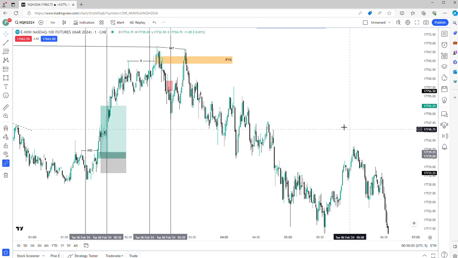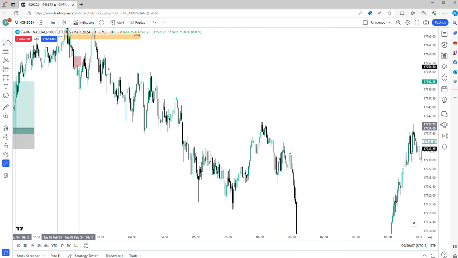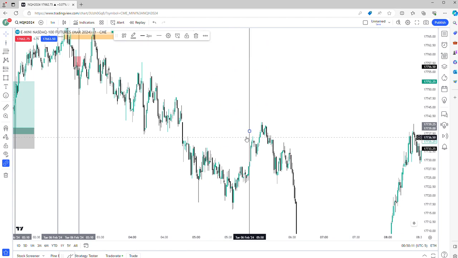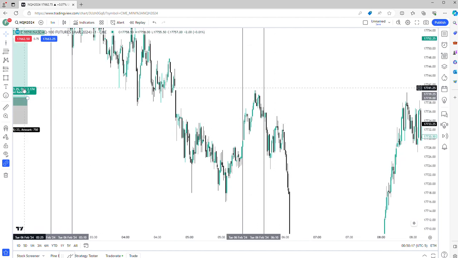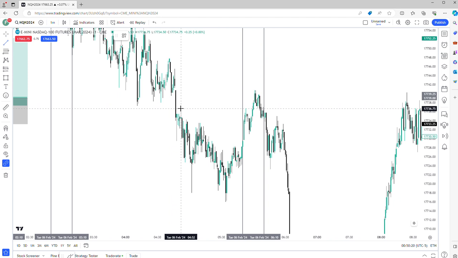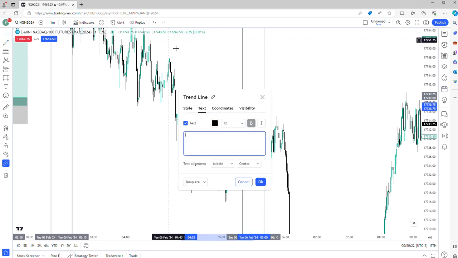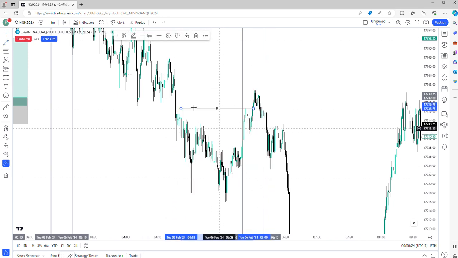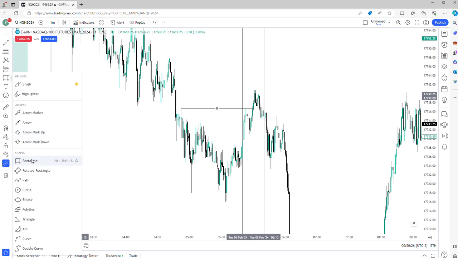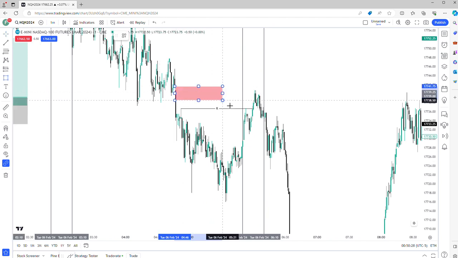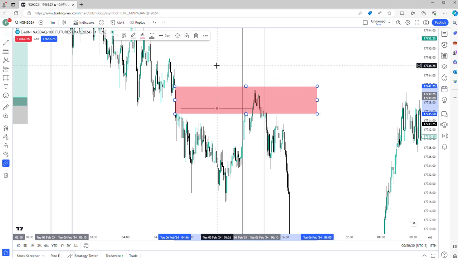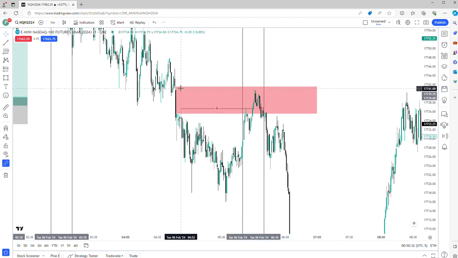Now, just to point out the importance of macros, have a look at this. This is outside of the London Open session, which is from 2 a.m. to 5 a.m. But have a look at this, 5:50 to 6:10. This is a perfect example of what I like to call a trend continuation model, right? So I'm going to mark out all the components here. We've got a raid on liquidity. We've tapped into this bearish fair value gap, and there's also a volume imbalance between these 2 candles.